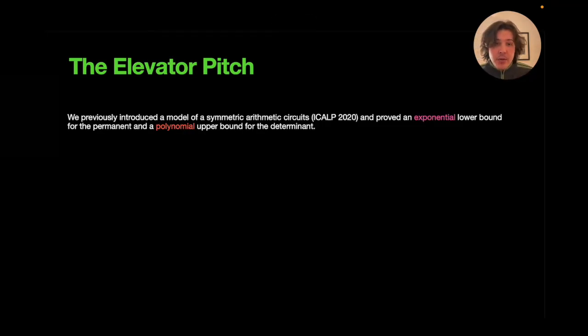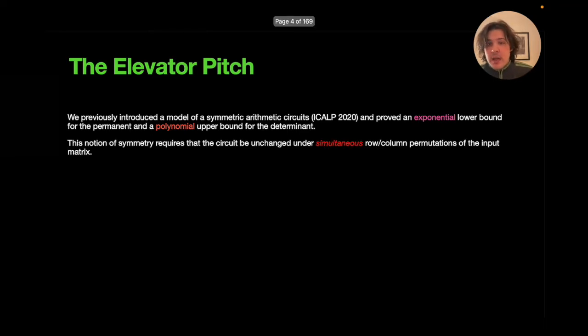Previously, in an ICALP paper, indeed in ICALP 2020, we introduced this notion of a symmetric arithmetic circuit, and we proved an exponential lower bound for the permanent in this model and a polynomial upper bound for the determinant. The notion of symmetry in this context requires that the circuit remain essentially unchanged under simultaneous row-column permutations to the input matrix of variables. So we have a matrix of variables as input at the top of the circuit, and we allow simultaneous row-column permutations of that matrix. Each permutation needs to extend to an automorphism of the circuit, needs to keep the circuit unchanged.